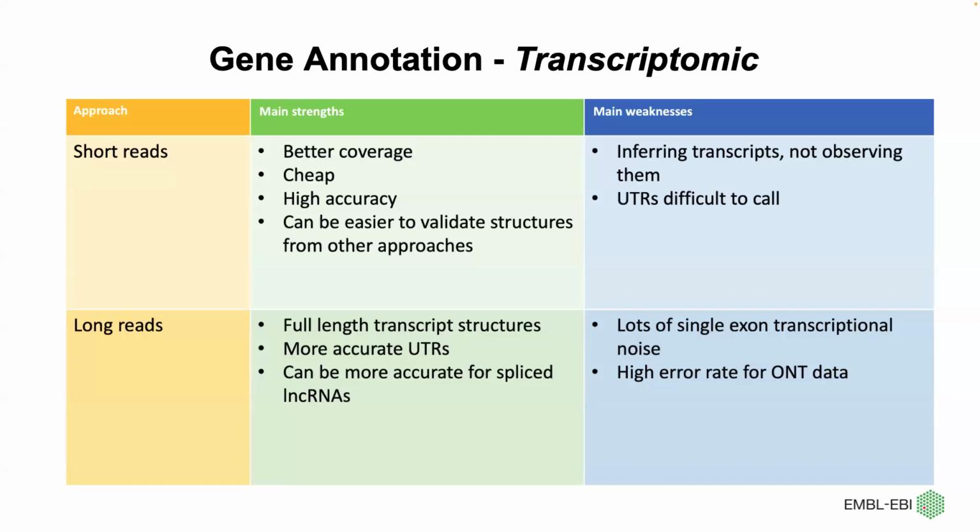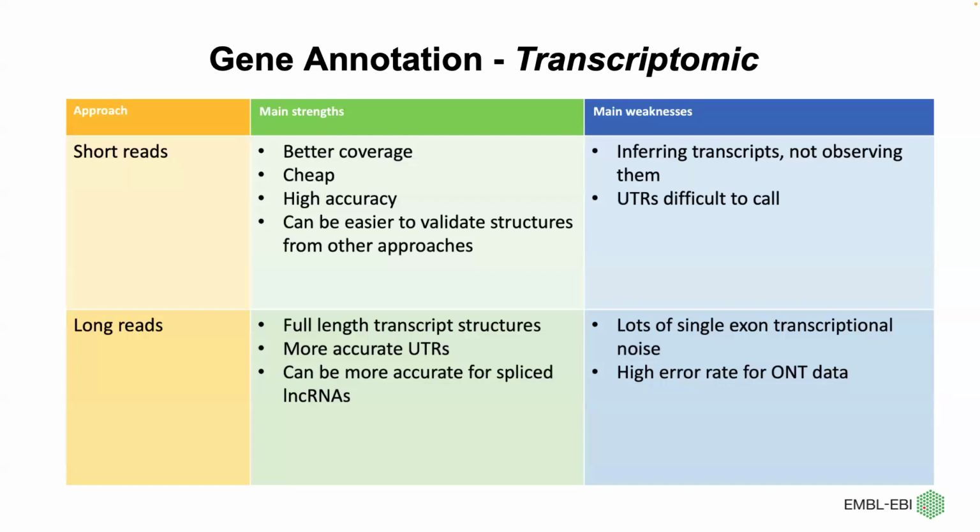But they only infer the transcripts, do not observe them. Since it's short read, we have to infer the transcripts, and UTRs are usually difficult to call. Long reads give you the full length transcript structure. They are more accurate in identifying the untranslated regions, and they can be more accurate for spliced long non-coding RNAs.